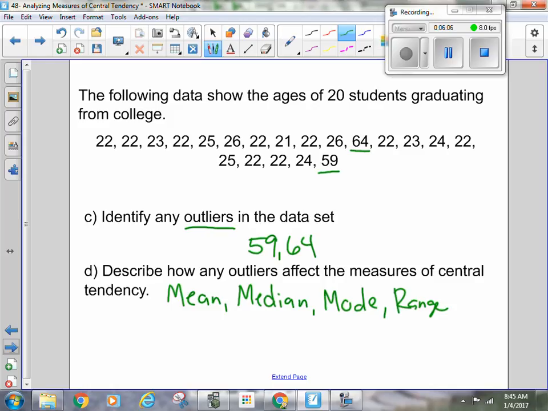Median, so that's the middle number. It's not really going to affect the median very much because we're just crossing out your numbers and finding the middle one. So two really big numbers wouldn't matter if they were replaced with 22s in this situation. Mode doesn't really affect mode either. And range, it is going to change the range. Outliers pull the range to be a lot bigger in this situation.